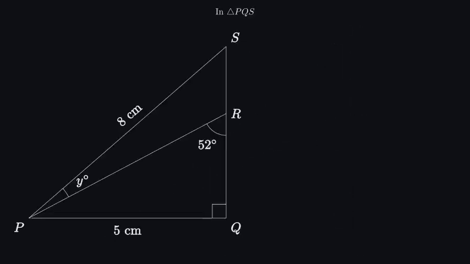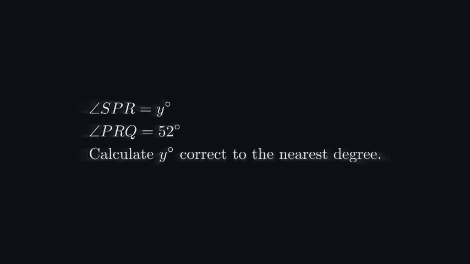The question gives us that triangle PQS is right-angled at Q. Also, PQ equals 5 centimeters and PS equals 8 centimeters. We are also given that angle SPR equals y degrees and angle PRQ equals 52 degrees. We must calculate y degrees correct to the nearest degree.